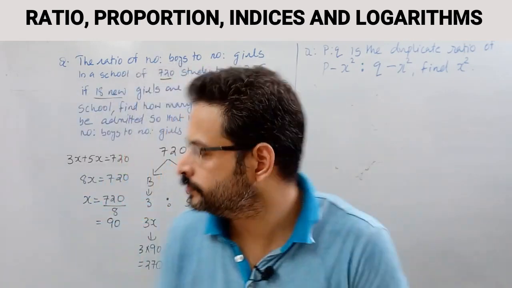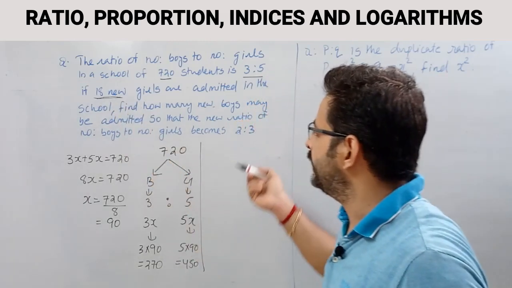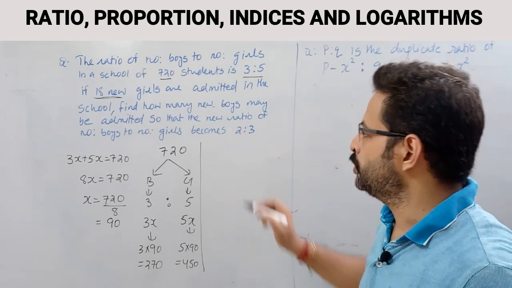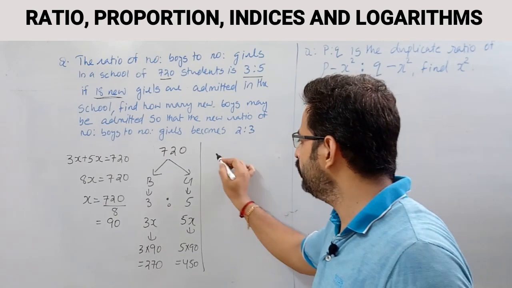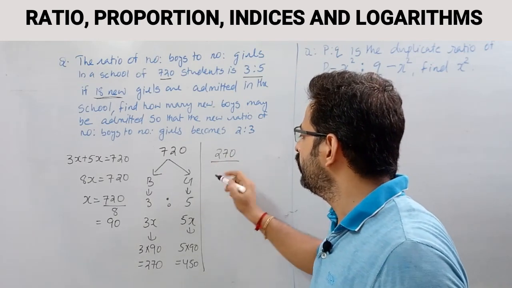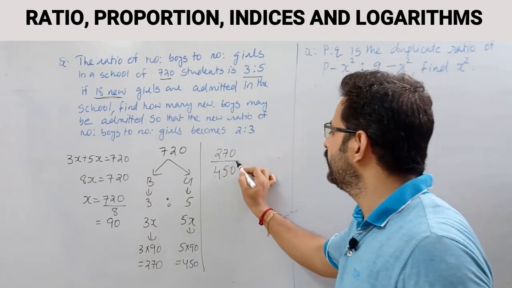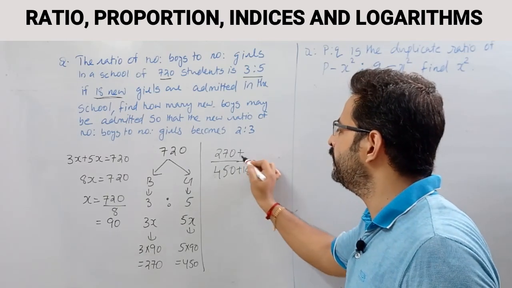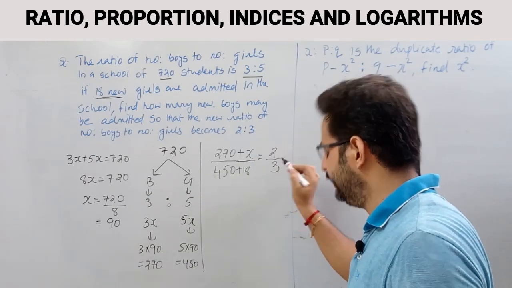Now, if 18 new girls are admitted in the school, how many new boys may be admitted so that the new ratio of number of boys to number of girls becomes 2:3. Right now, there are 270 divided by 450, the ratio of boys to girls. Then 18 new girls were admitted. We don't know how many boys are admitted. Let it be x. The new ratio will be 2/3.